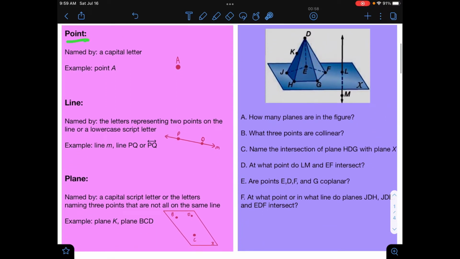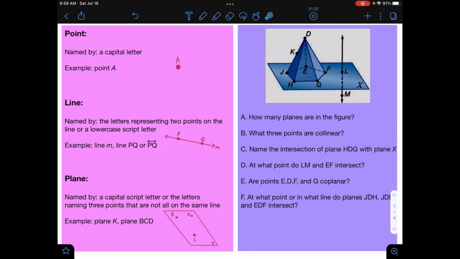Okay, so a point is named by a capital letter, and our example here is point A, so we have a capital A with our point. A line is named by the letters representing 2 of the points on the line, or just a lowercase script letter. So our example here, we have our lowercase script M, so it could be line M, or we have our points P and Q, so it could be line PQ, or you can use this little line above the letters.